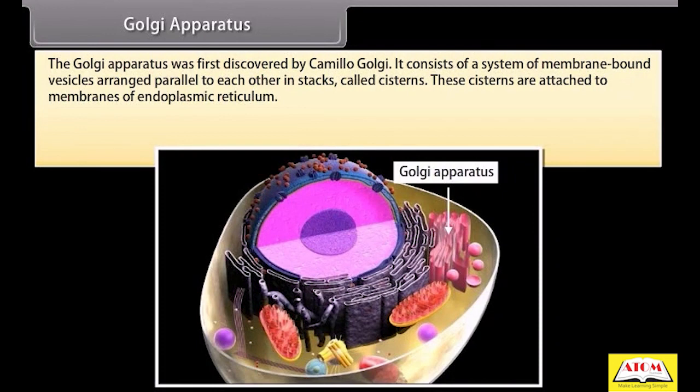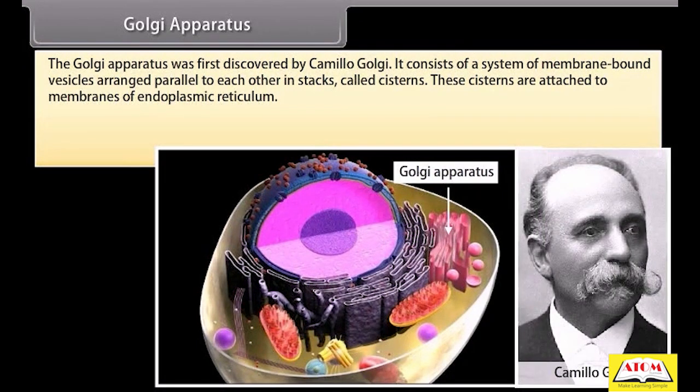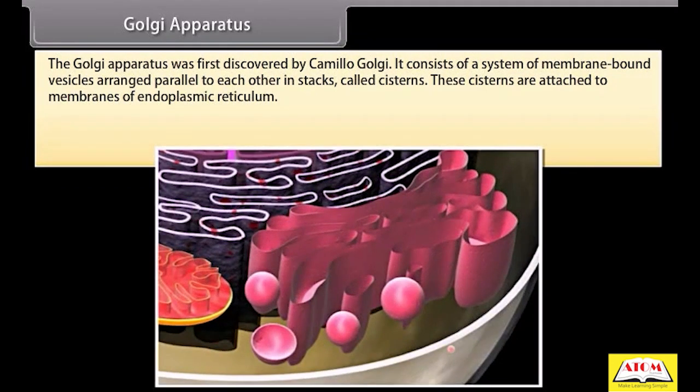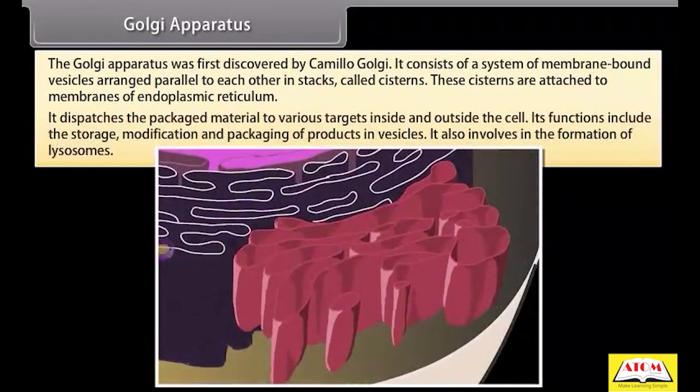Golgi apparatus. The Golgi apparatus was first discovered by Camillo Golgi. It consists of a system of membrane-bound vesicles arranged parallel to each other in stacks called cisterns. These cisterns are attached to membranes of the endoplasmic reticulum. It dispatches the packaged material to various targets inside and outside the cell. Its functions include the storage, modification, and packaging of products in vesicles. It is also involved in the formation of lysosomes.